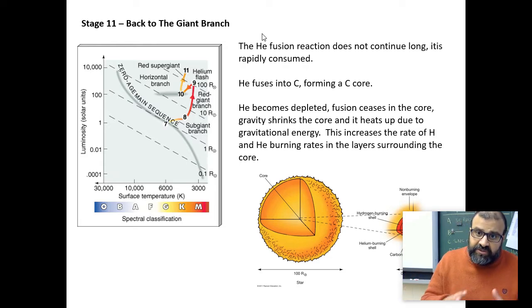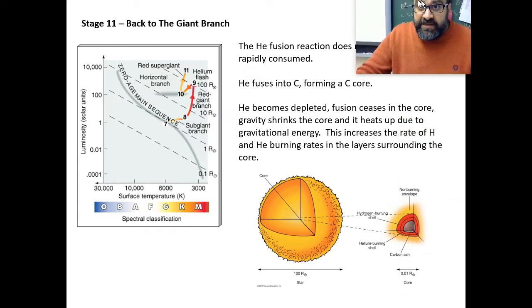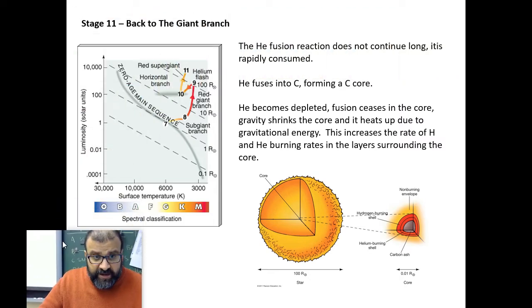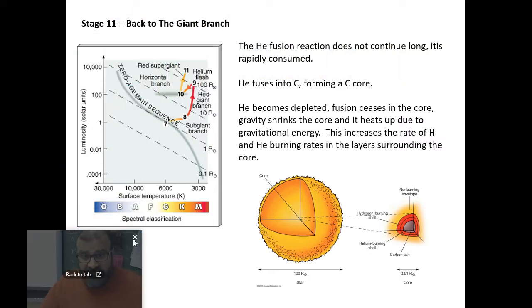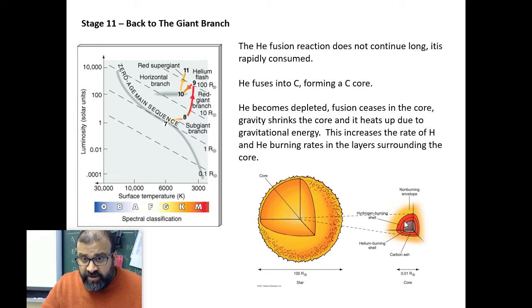Gravity still compresses the core, right? And because of that compression, it gets hotter and hotter and hotter. This increases the hydrogen and helium shell burn around the core of the star. So looking at this diagram, we've got our carbon core ash, and then we've got our hydrogen and helium shells. They start burning faster and faster because the carbon core, that carbon ash, compresses and compresses and compresses, gets hotter and hotter and hotter.